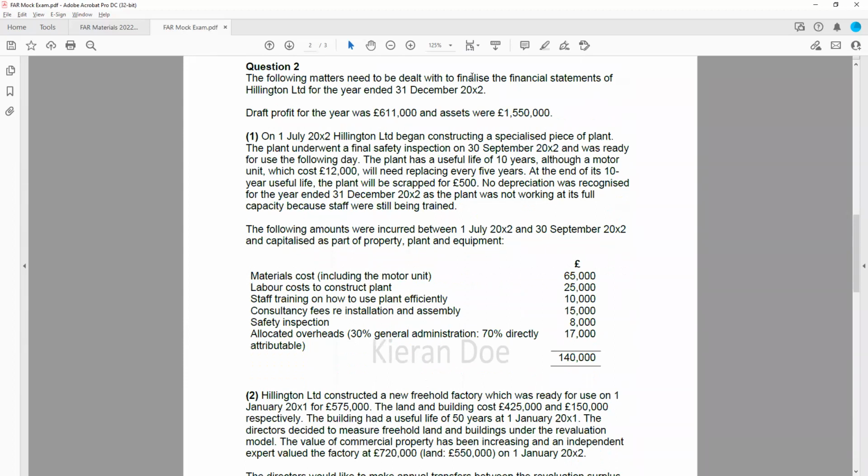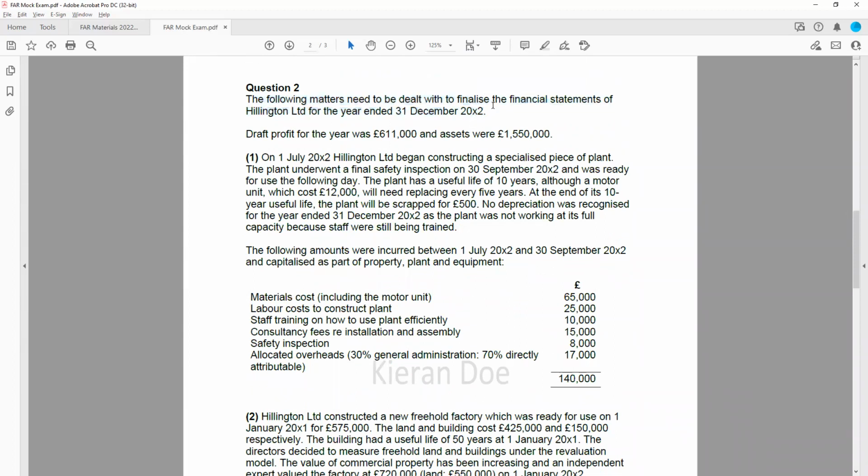So we can see that we've got some figures here. This question presumably won't have ethics in it because it's a very short introduction. You'll notice the ones that have ethics in usually have a much longer introduction to the scenario, telling us who we are, who we work for, etc., because that usually includes the ethics issue. So we've got a nice short one here where we're just told the following matters need to be dealt with in the financial statements. We're told what the draft profit is, and what the assets were, and we know that we need to get to revised figures for both of those.